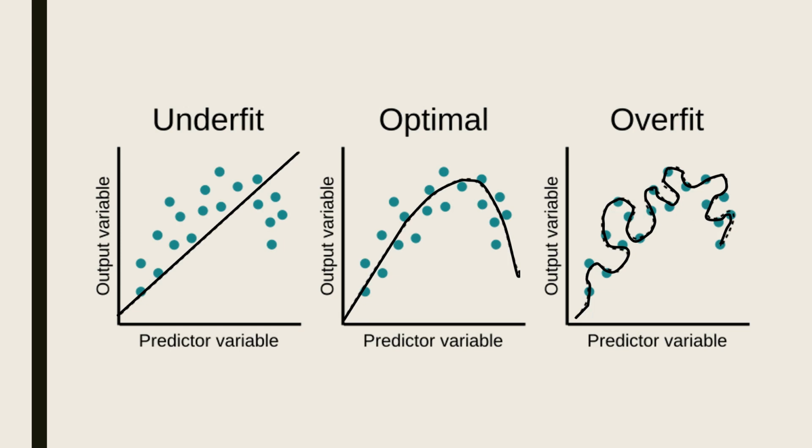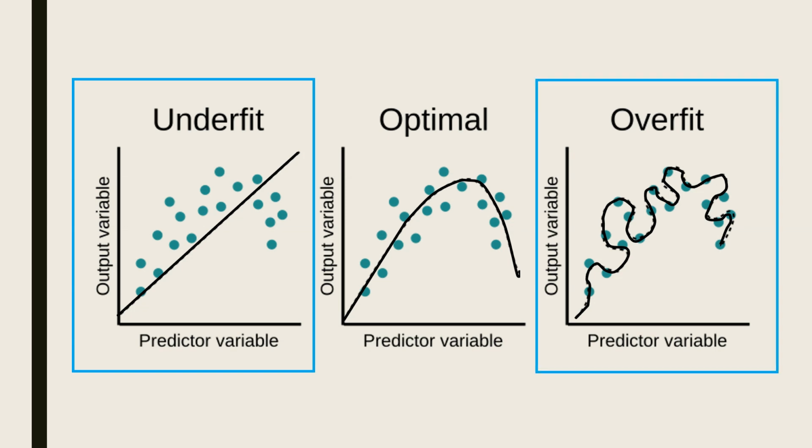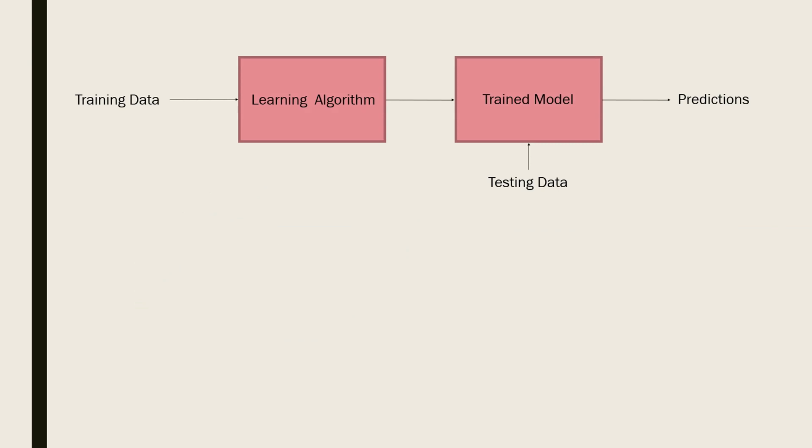Now suppose we have a trained model with us and the relationship it finds is shown by this solid line in the graph. If this line does not follow the pattern, then the model is said to be underfit. And if this line is not general and it tries to explain the trend of each and every point as shown, then the model is said to be overfit. Both overfit and underfit models are not considered good.